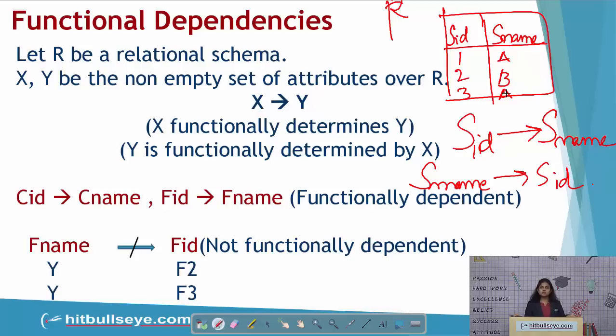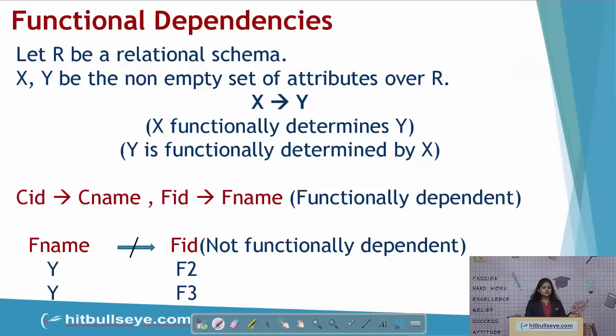If I talk about my student database, and in my database I have two students with the same name but different roll numbers, and I talk about a student whose name is A, I get confused about which student I'm talking about, with the roll number or SID 1 or SID 3. So this gets confusing, so I can say that this statement is not true, it is false. So it does not functionally determine SID. So X goes to Y means X functionally determines Y, or Y is functionally determined by X.